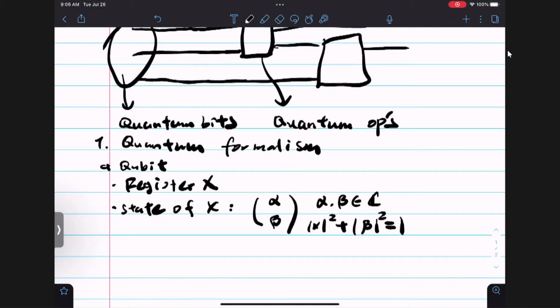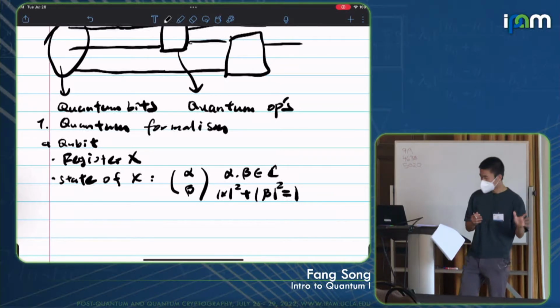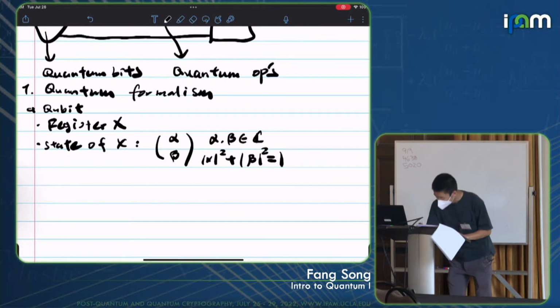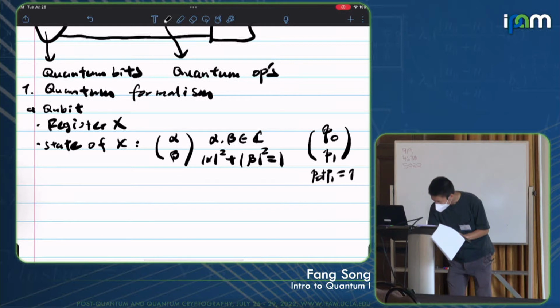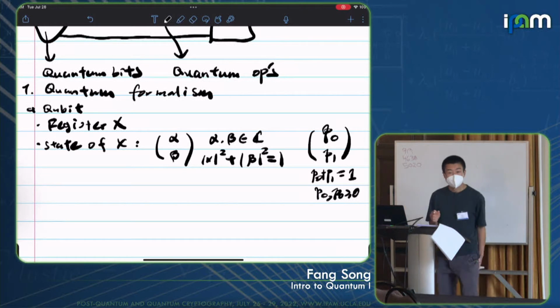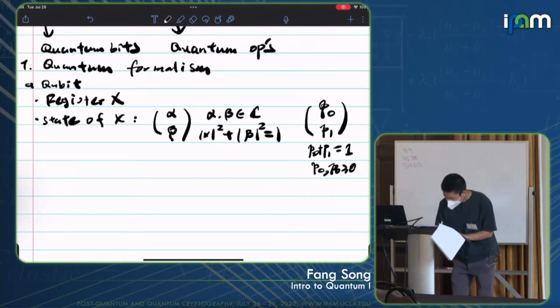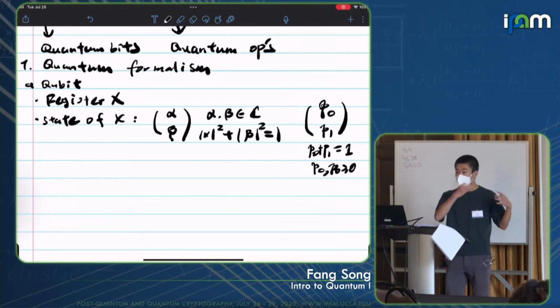If you compare this to the classical setting, think about we flip a coin, which lands on heads with probability, say, P0. Now we can also use a two-dimensional vector to represent that. Right? So we can write down P0, P1. And the condition is P0, P1 sum to 1, and they are both non-negative.